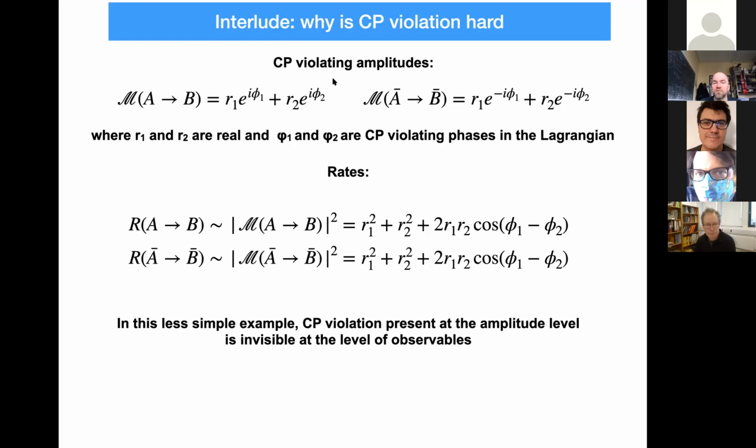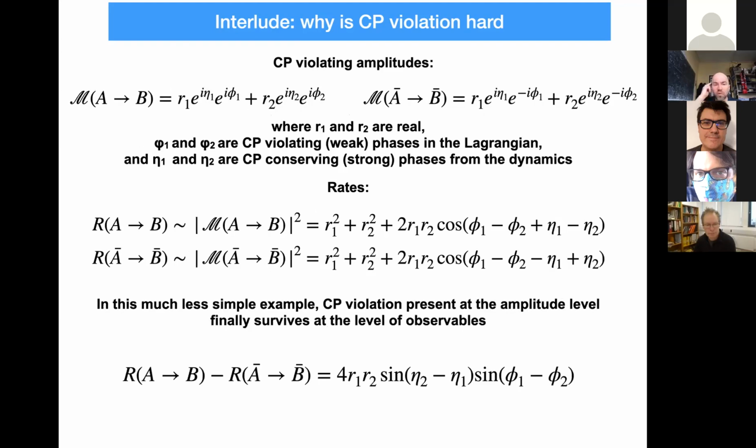So the existence of two interfering processes is not enough to actually ensure that the CP violation is observable, even though it's present at the level of the amplitude. So what you have to do is something more. You have to complicate it even more and assume that there are these two processes which have these CP violating phases. But apart from that, these processes also have to have CP conserving phases.